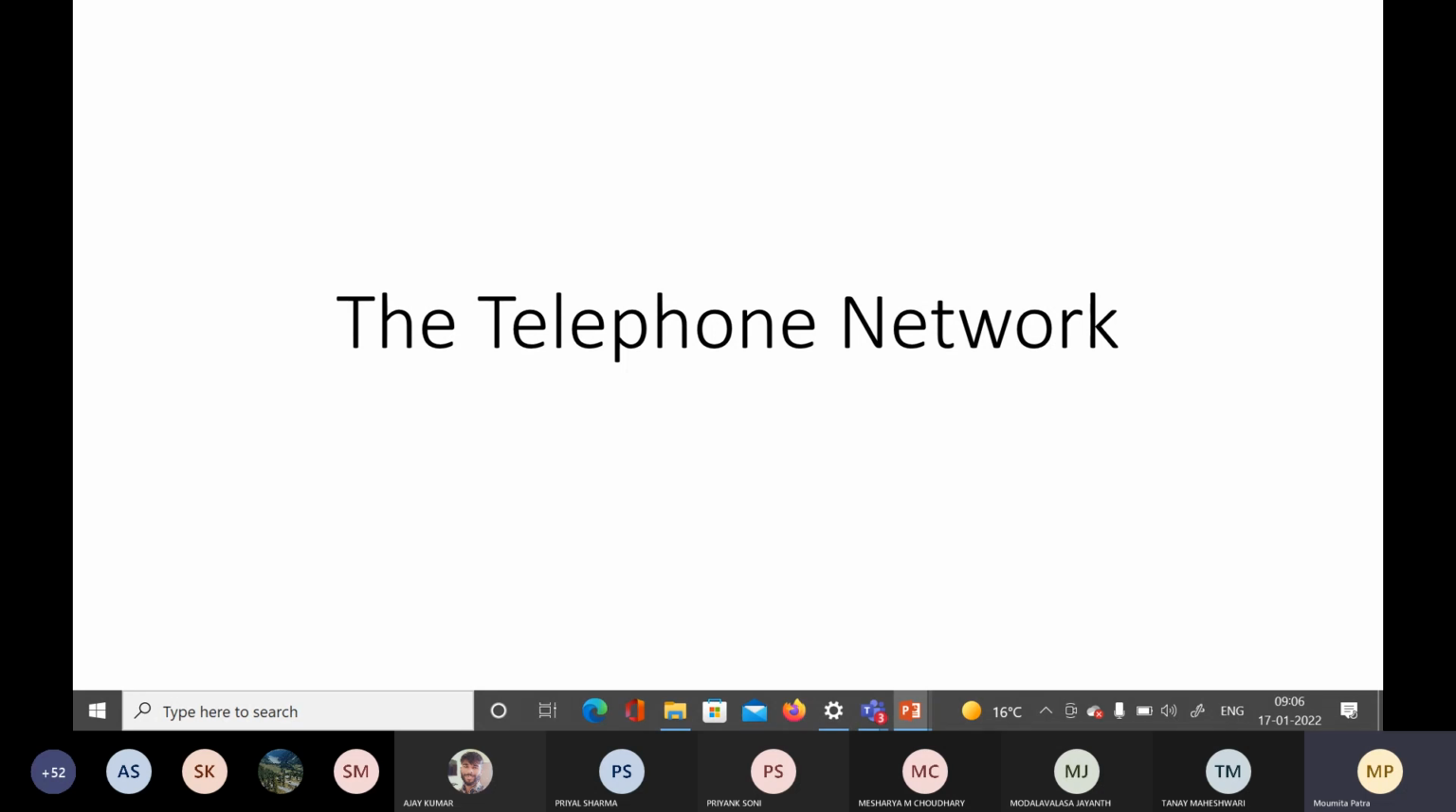And what is the basic thing that we know about telephone networks? That it works on the principle of circuit switching, right? That's what we know about telephone networks. So let us see how a telephone network works.